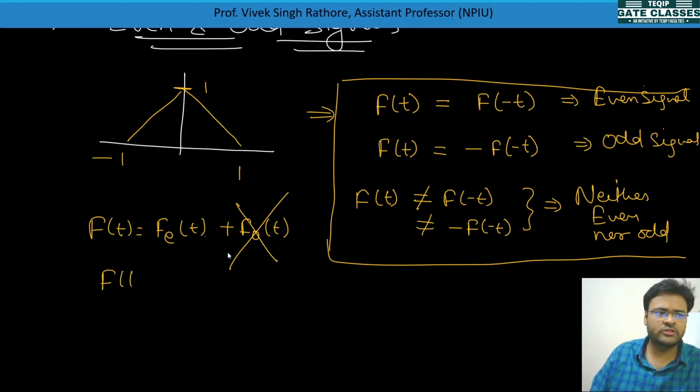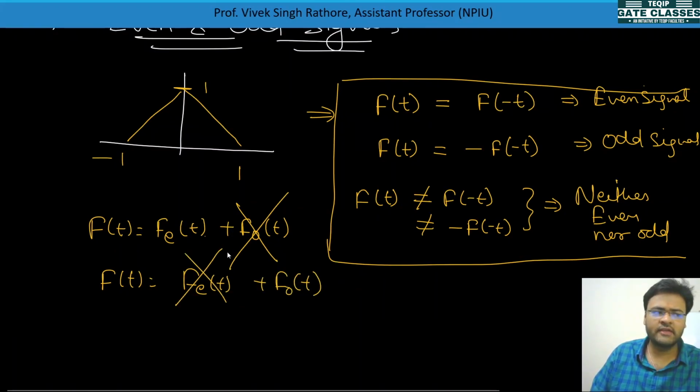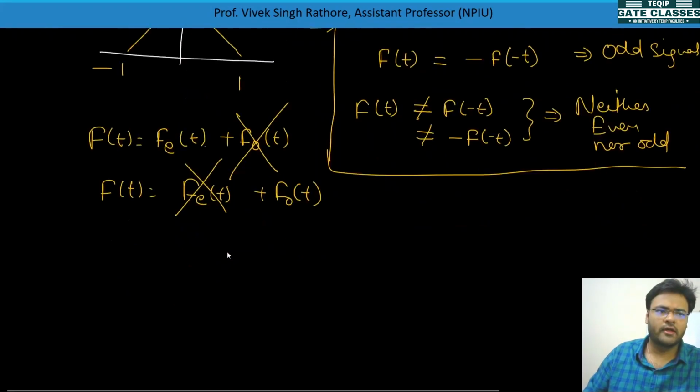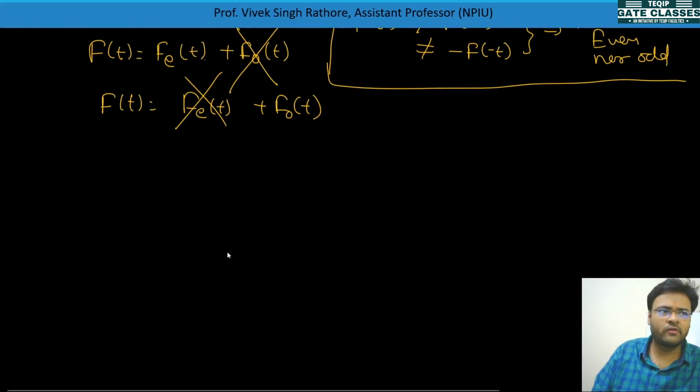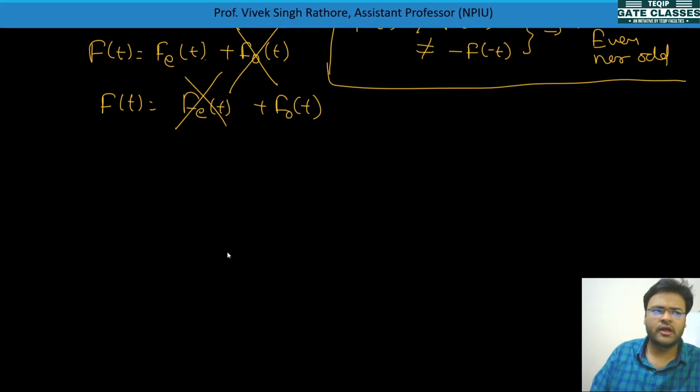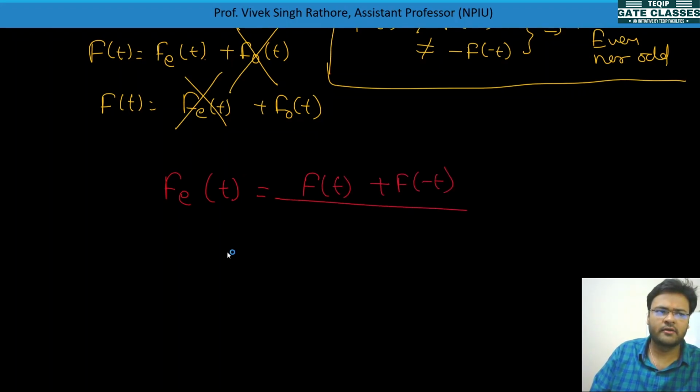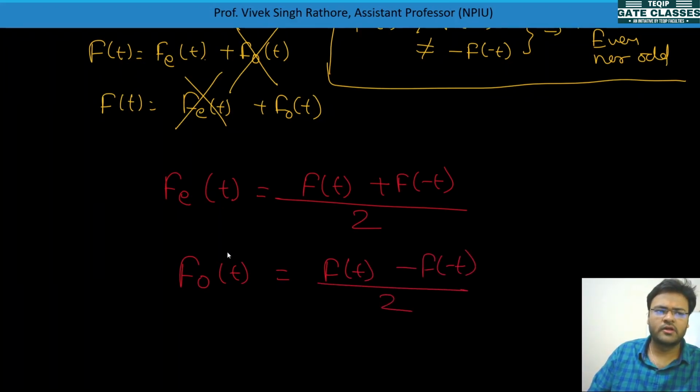And if your signal is only an odd signal, then the even part will be absolutely 0, and the signal has only the odd component. If a signal is given and you are asked to calculate its even part and odd part, how can we do it? For the even part of any signal, you just need to compute [f(t) + f(-t)] by 2. And for the odd part of any signal, you need to compute [f(t) - f(-t)] by 2.